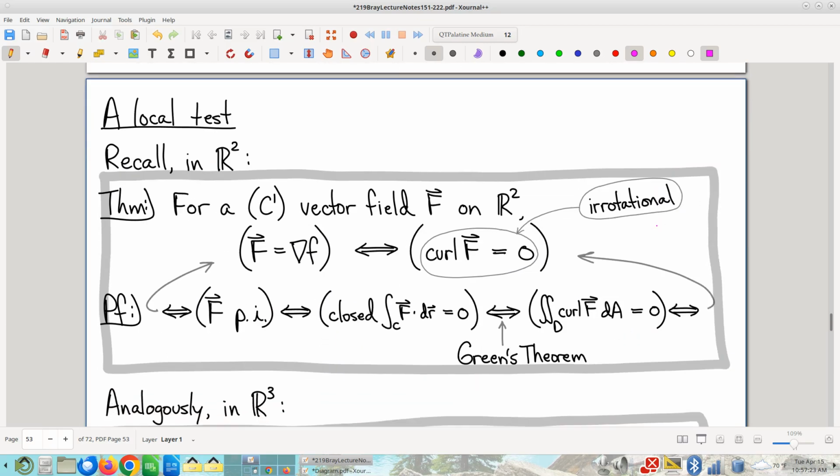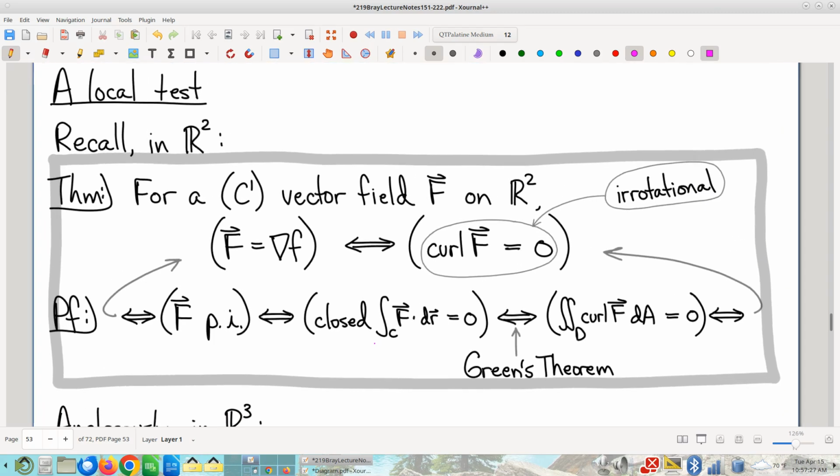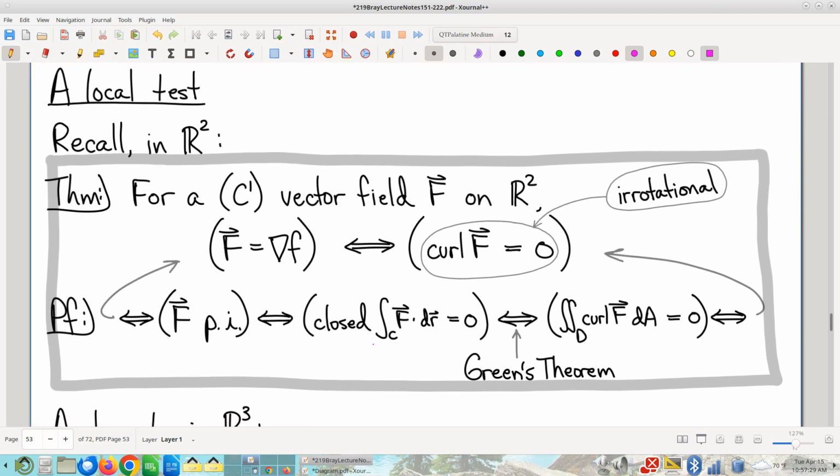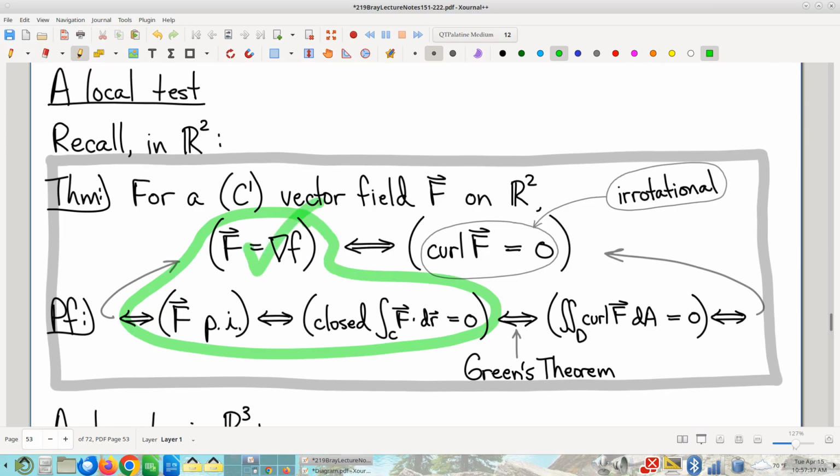Filling in a gap, something we did a long time ago. Now everything on the screen here is old news. We totally did this a while ago. Just a quick reminder: we know that gradients are path independent, and we've established that path independent means that all closed circulations must be 0. So this was a relatively easy little trio of equivalences.